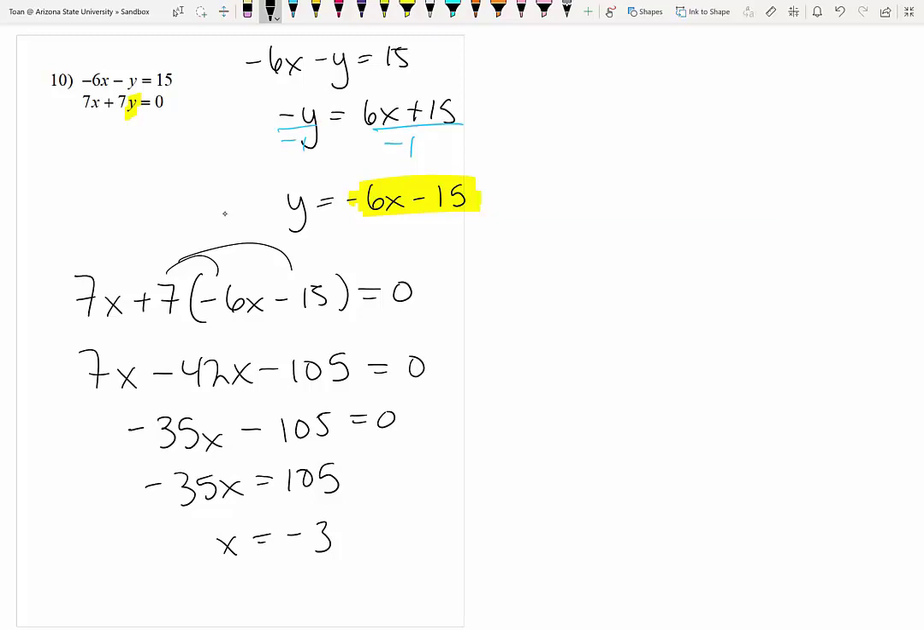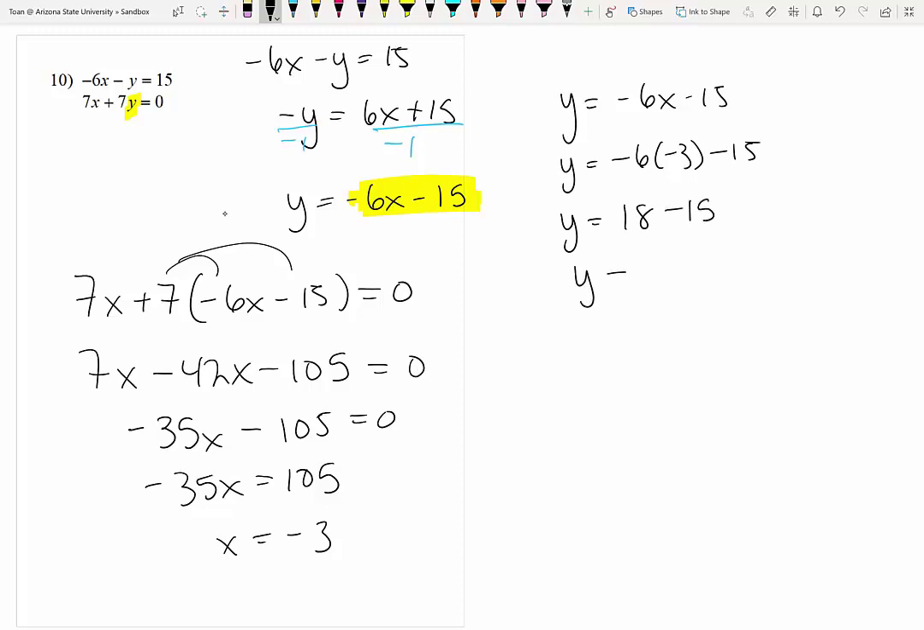And the moment you have a numerical answer for a variable, substitute it into any of the original equations, or you can substitute it into the solved equation that you did earlier. And I think I'll go that route. So we have y equals negative 6x minus 15, y equals negative 6 times negative 3, because that's what x was, minus 15, y equals a positive 18 minus 15, y equals a 3. So there's our solution, negative 3 comma 3.